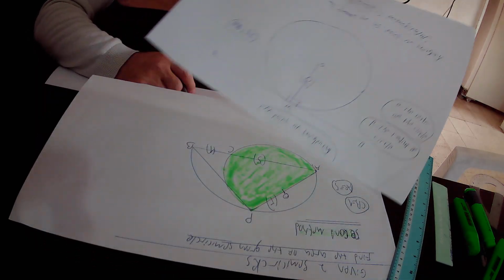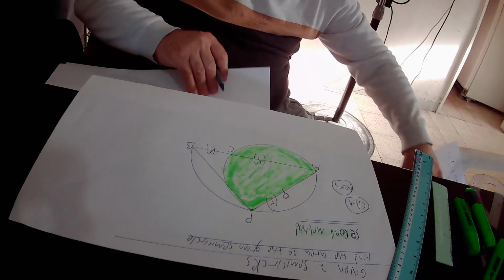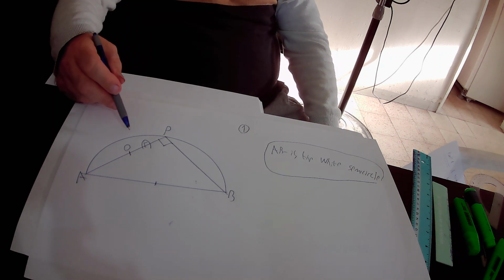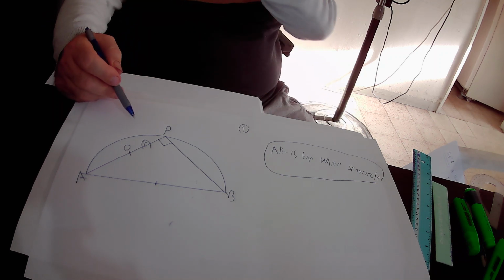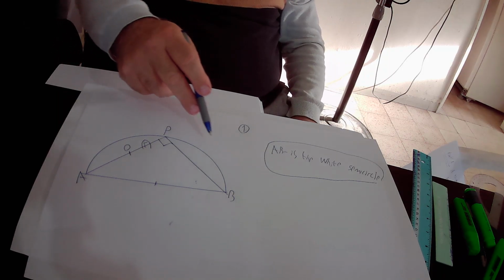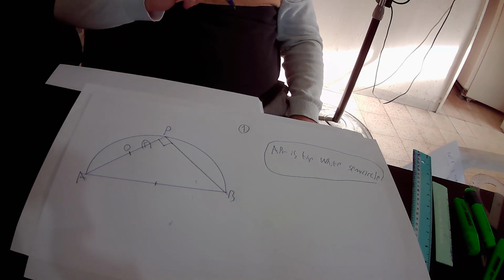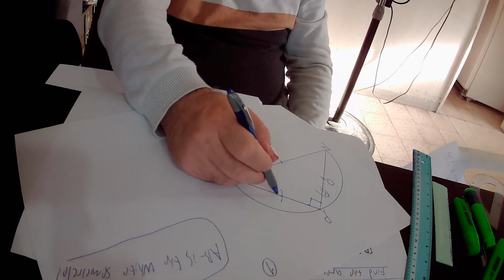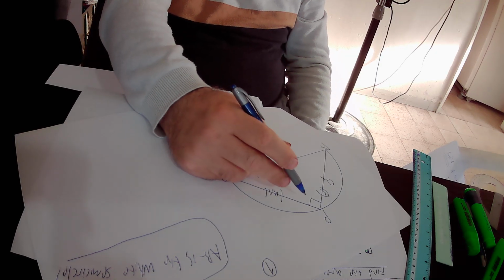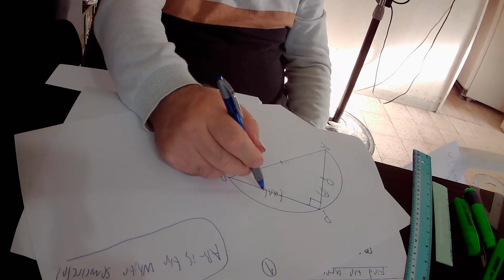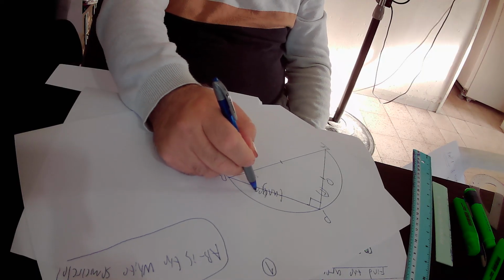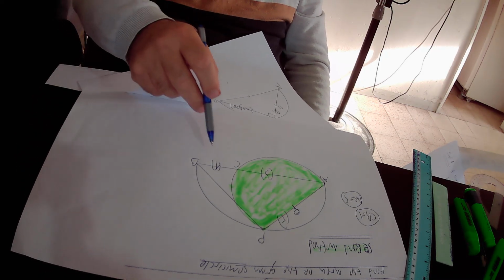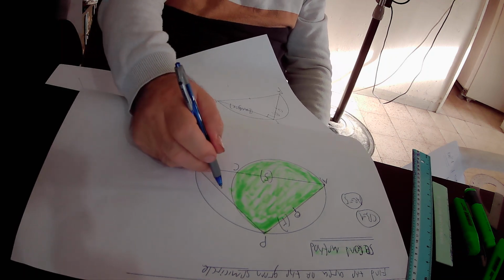Why? Because in our drawing we have line segment BP perpendicular to the radius PO of the green semicircle, and therefore according to rule 1, line segment BP must be defined as a tangent to the green semicircle. So I write it down. This is line segment BP, and because it is perpendicular to the radius PO of the green semicircle, line segment PB is defined as a tangent to the green semicircle.